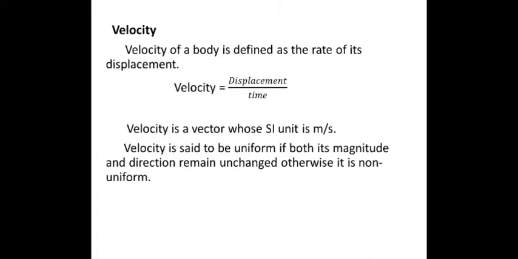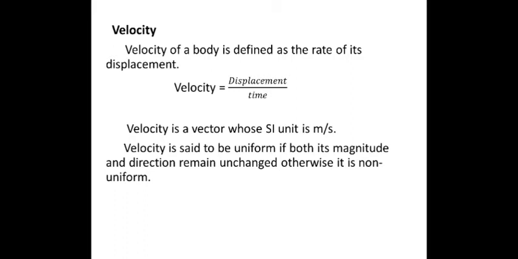The next quantity is velocity. Velocity of a body is defined as the rate of its displacement. So we can write the formula of velocity as velocity is equal to displacement by time. Velocity is a vector whose SI unit is meter per second. Velocity is a vector quantity.